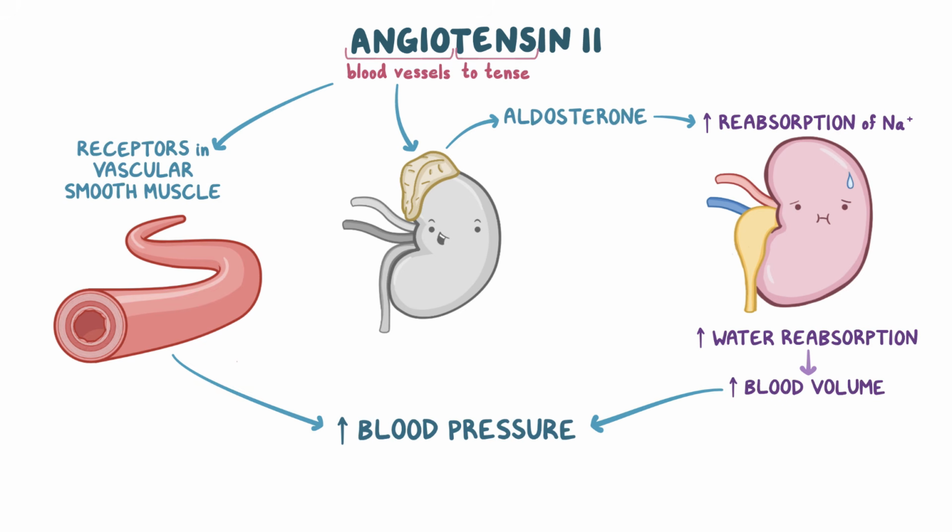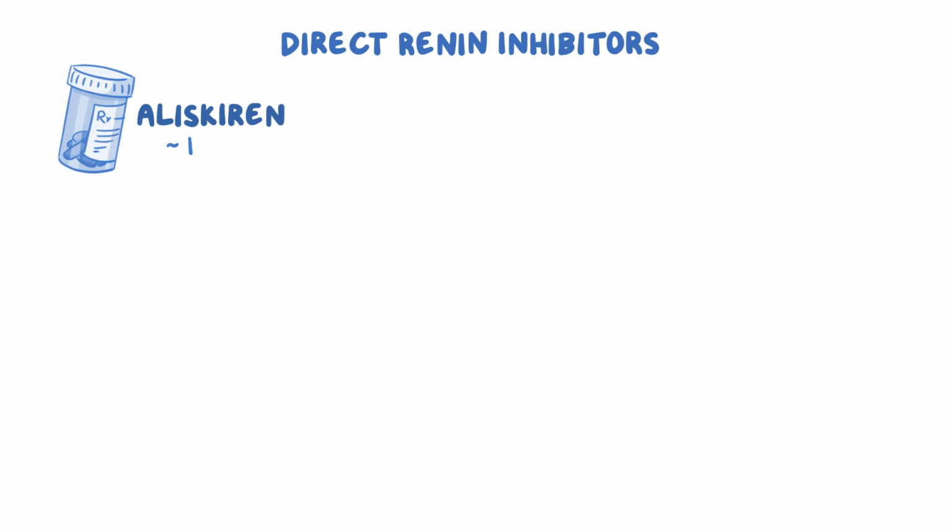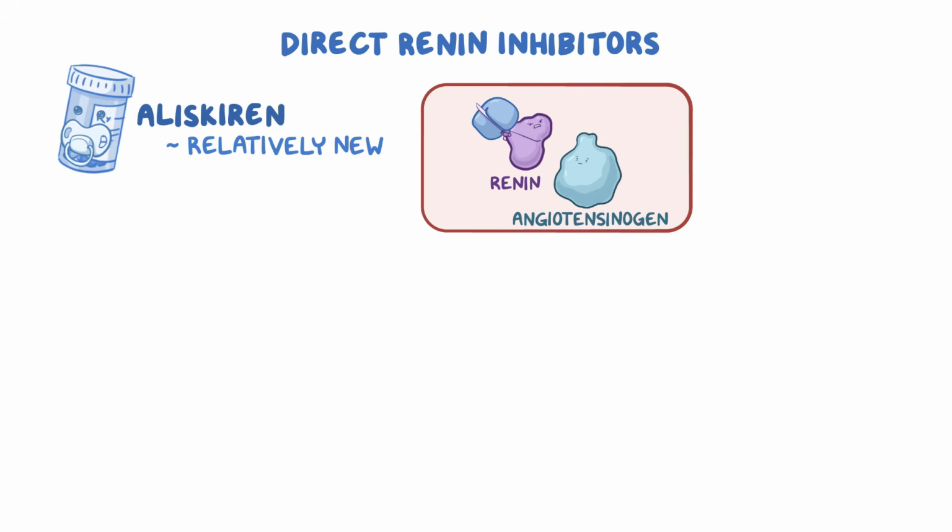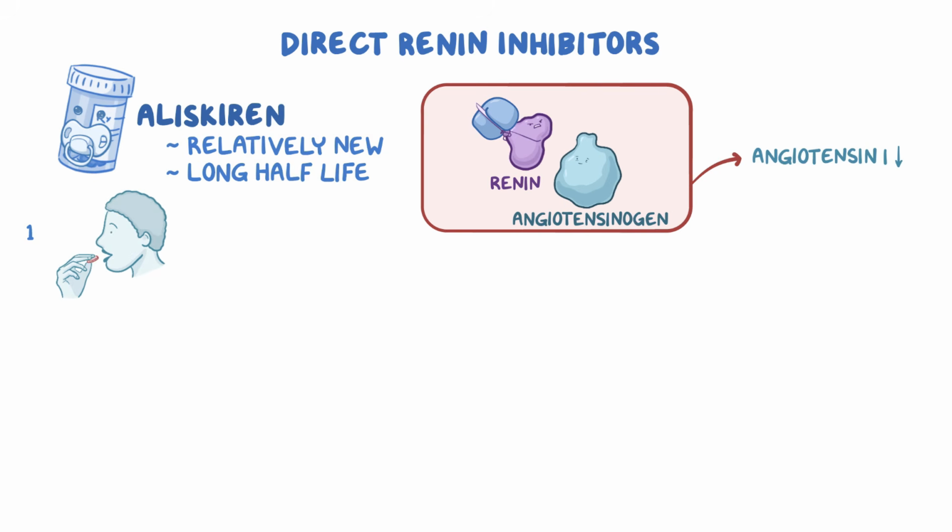Now, there are three main classes of medications that work against or antagonize the RAS. First, there's direct renin inhibitors such as aliskiren, which are relatively new compared to other antihypertensives. Aliskiren binds really tightly to the active site of renin enzymes. This blocks angiotensinogen from binding, so angiotensin 1 levels fall. Aliskiren has a long half-life, so one tablet taken per-oral daily is enough.